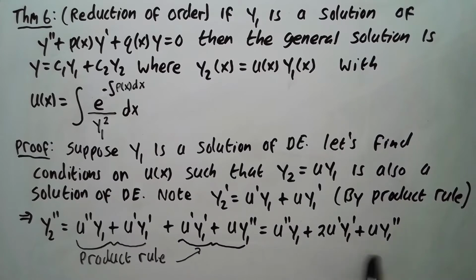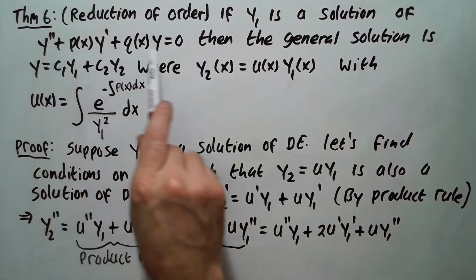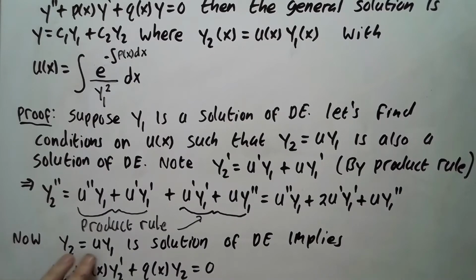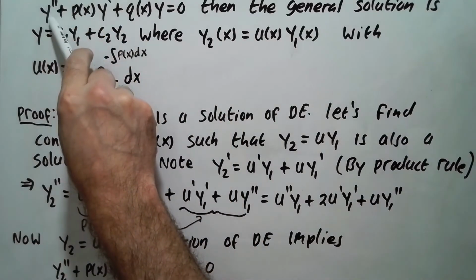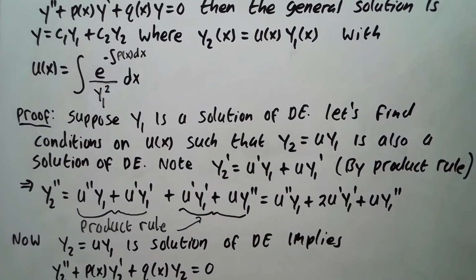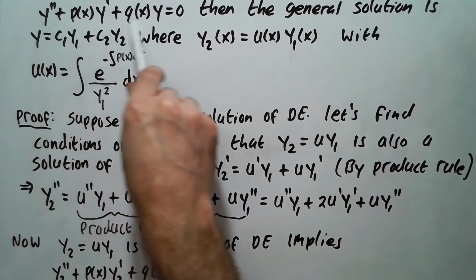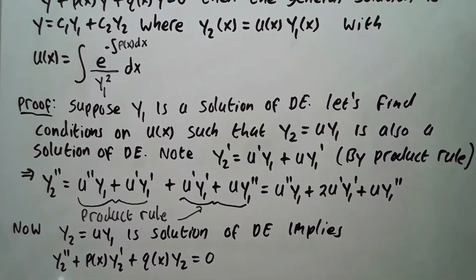So now we get this. Now we're going to assume that y2 is a solution of this differential equation up here. So let me just note that here. So y2 equal to u times y1 is a solution of the differential equation, which implies, here's the differential equation up here, it's y double prime plus p of x y prime plus q of x y equals 0. Just going to put y2 in place of y here, which I've done down here. So I'll have then y2 double prime plus p of x, y2 prime plus q of x, y2 equals 0. Okay, I'm out of space, so let me erase a few things and we'll keep going.